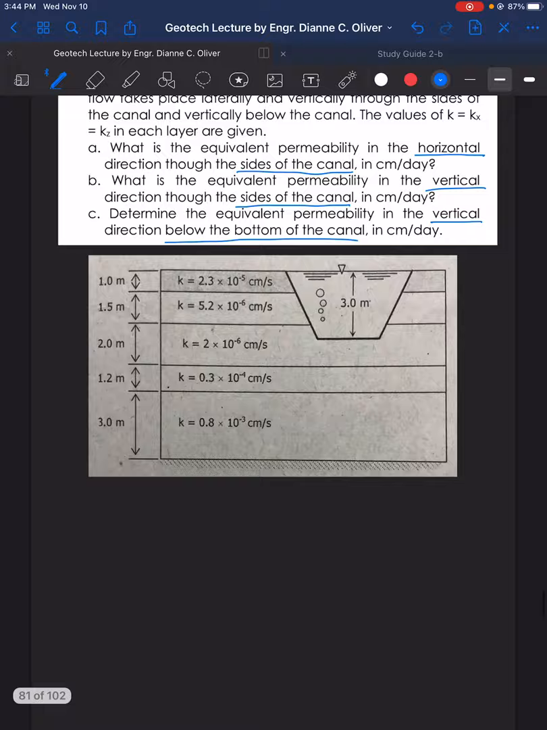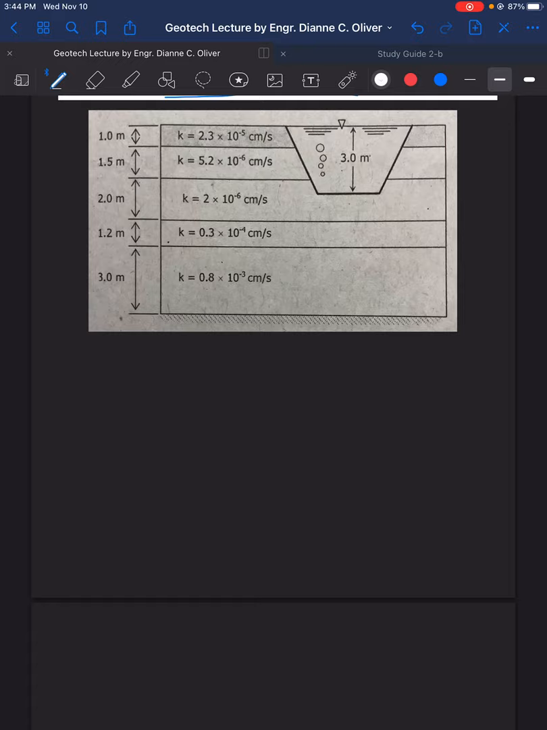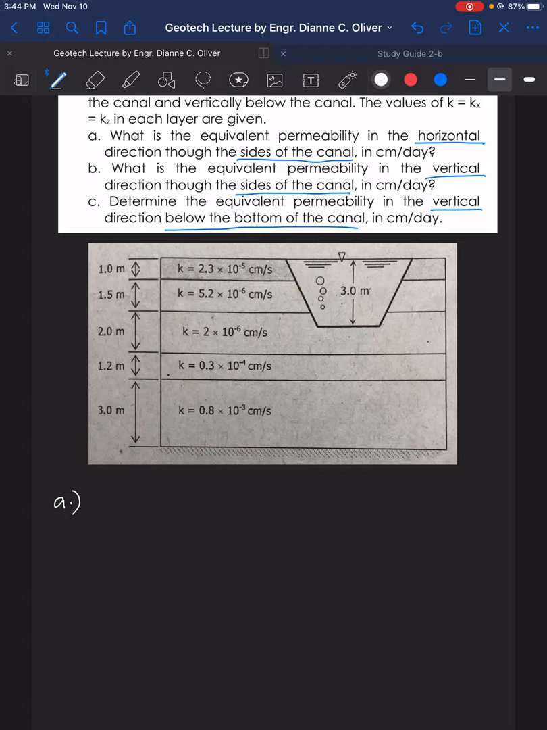So given all the dimensions needed and the values for K in each layer, what we're looking for in letter A is the equivalent permeability in the horizontal direction through the sides of the canal. Horizontally. So let's use the blue color. So this is what we're looking for, the portion here.